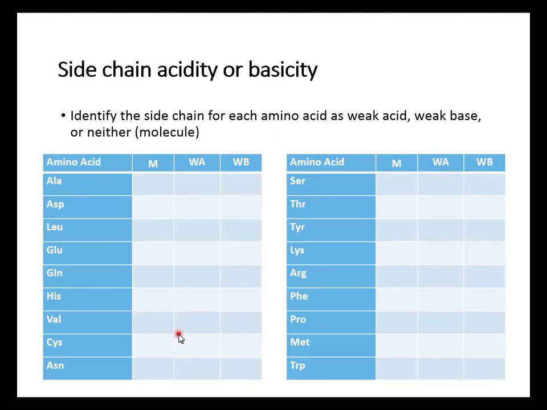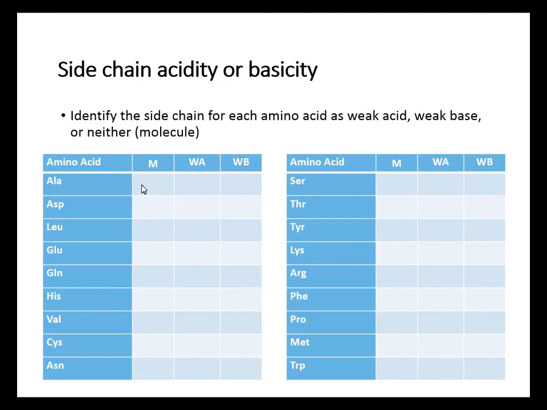Here's another activity I'd like you to do. I'd like you to go through each of these amino acids, this isn't all of them, but it's almost all of them, and identify the side chain, predict whether the side chain will be a weak acid, a weak base, or neither. In other words, a molecule, like it was for alanine. So pause the video and do your best looking at the structures of these to decide what each of them will be. Perhaps you saw some patterns here.